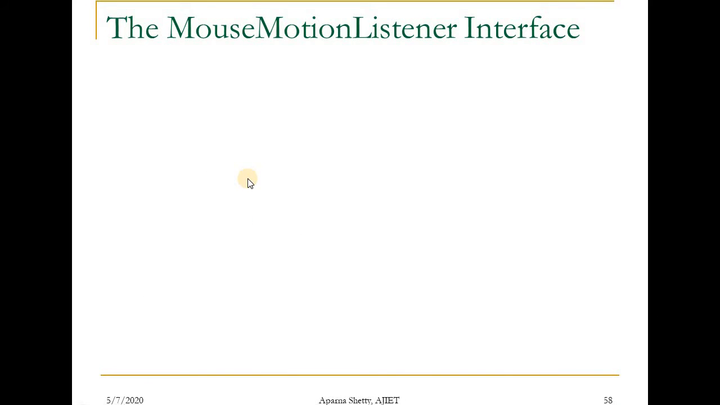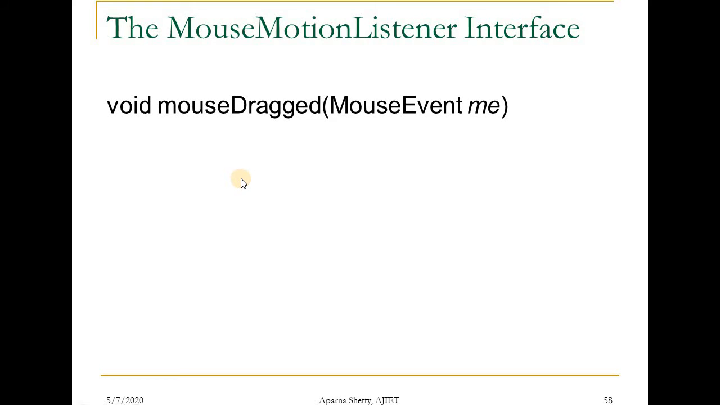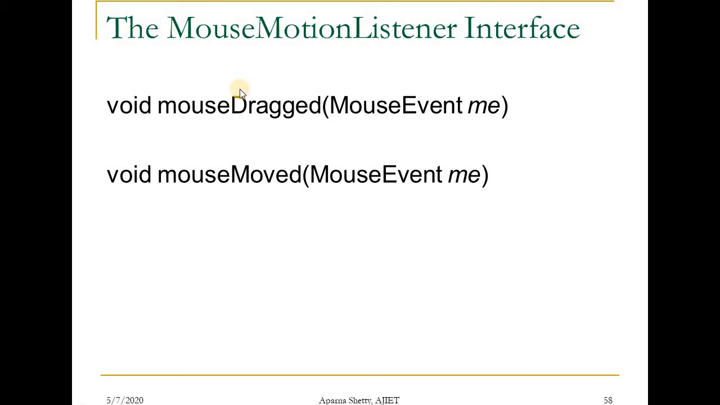Next is the mouse motion listener interface. In the mouse motion listener interface, we have two methods: mouse dragged and mouse moved. These are the methods defined to handle mouse dragged and mouse moved events. Both these methods will take the mouse event object as the parameter.